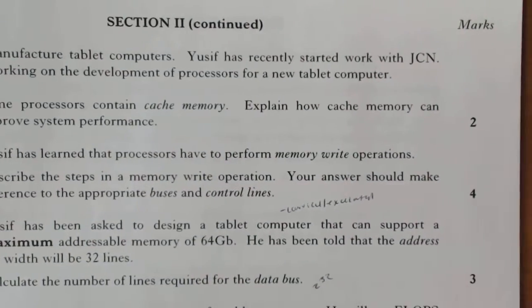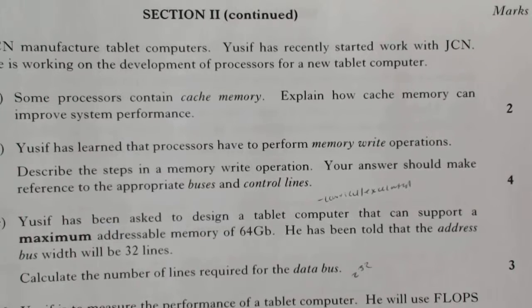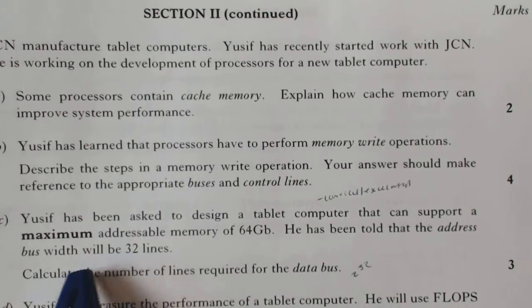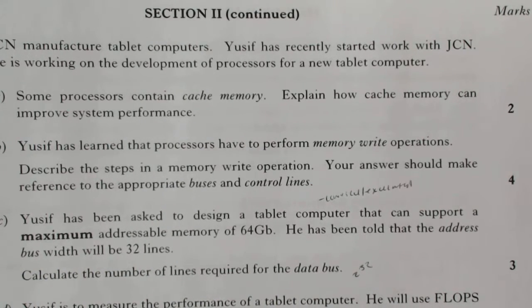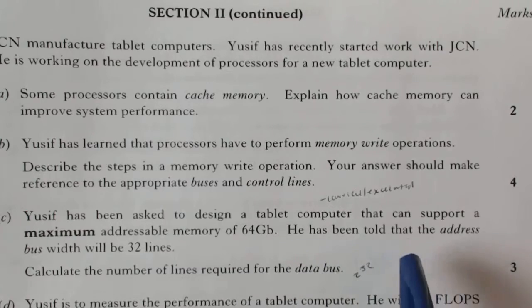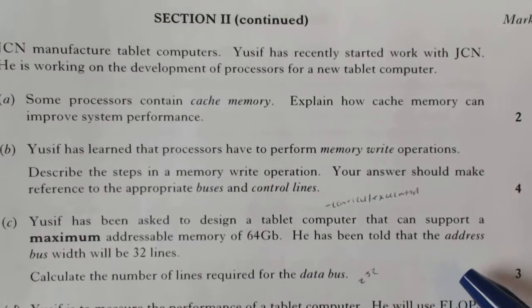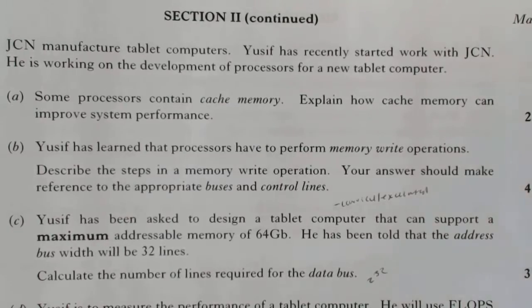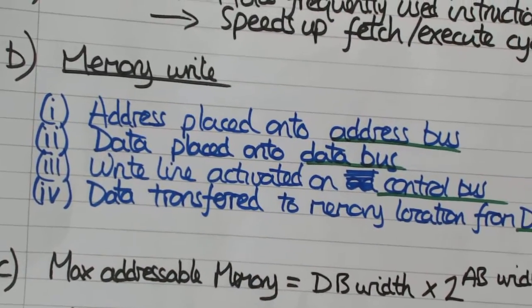Next one, okay, a 3 marker. They're saying that the maximum addressable memory is 64 gigabytes, and the address bus is 32 lines, so we have to work out the data bus. Remember, if they start telling you the width of the control bus, they're just throwing that in as a red herring. You don't need that involved in the working out.